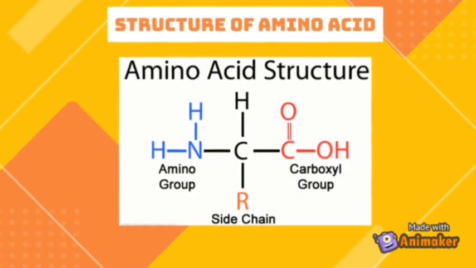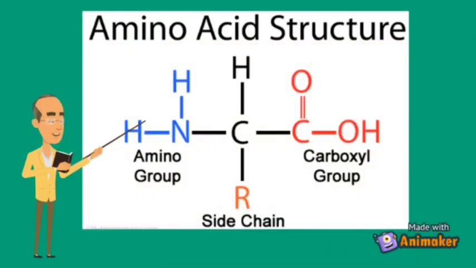Structure of amino acid. Amino acid structure. Amino acids are organic compounds that contain amine and carboxyl functional groups, along with a side chain specific to each amino acid. The key elements of an amino acid are carbon, hydrogen, oxygen, and nitrogen, although other elements are found in the side chains of certain amino acids.